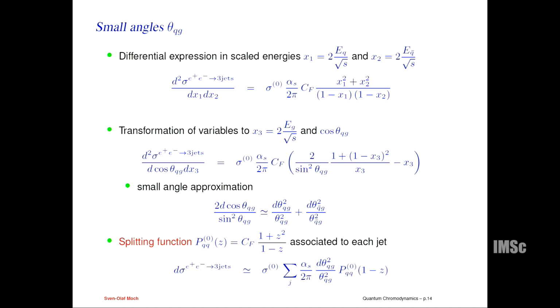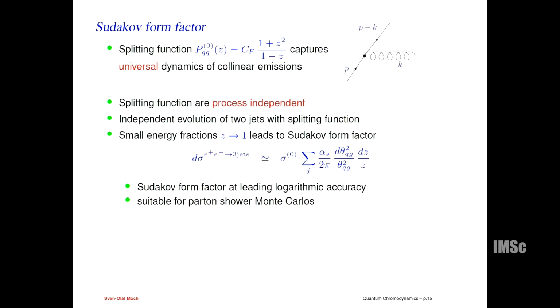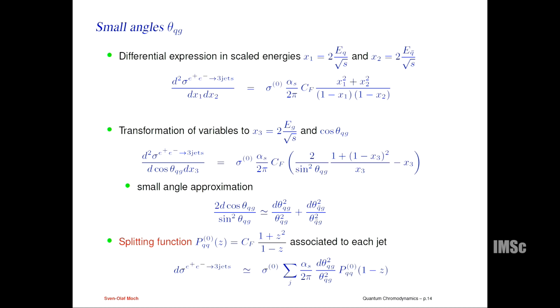Right. So this is one thing we can learn from this. And I'll come back to the splitting functions tomorrow when we discuss more about factorization. So the other lesson that we learn here is that we have independent evolution of the emission of the two jets with the splitting functions. So we can take each quark line separately. And then we can also take the splitting function at small energy fractions. So we have here the splitting function at 1 minus z. That means there will be a 1 over z denominator.